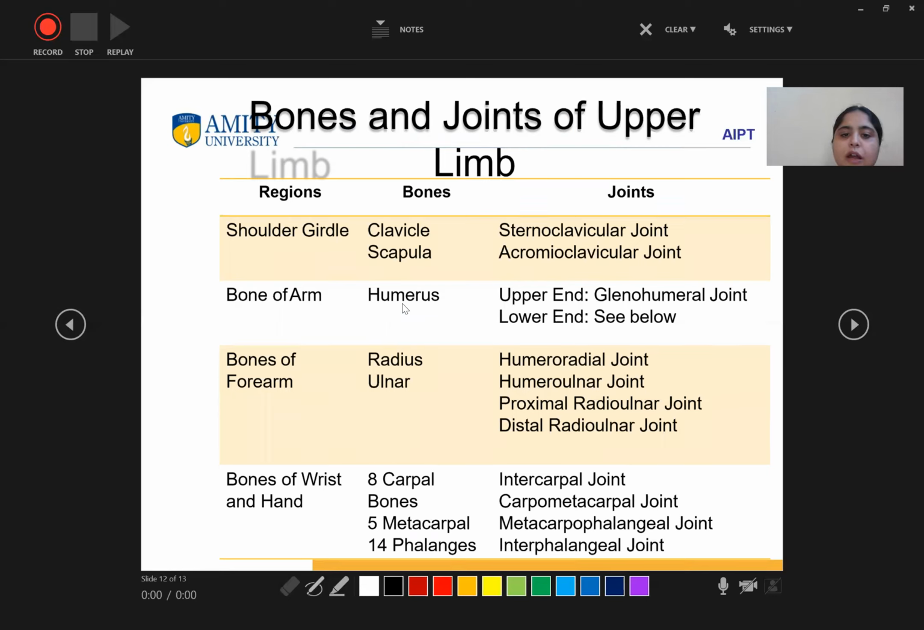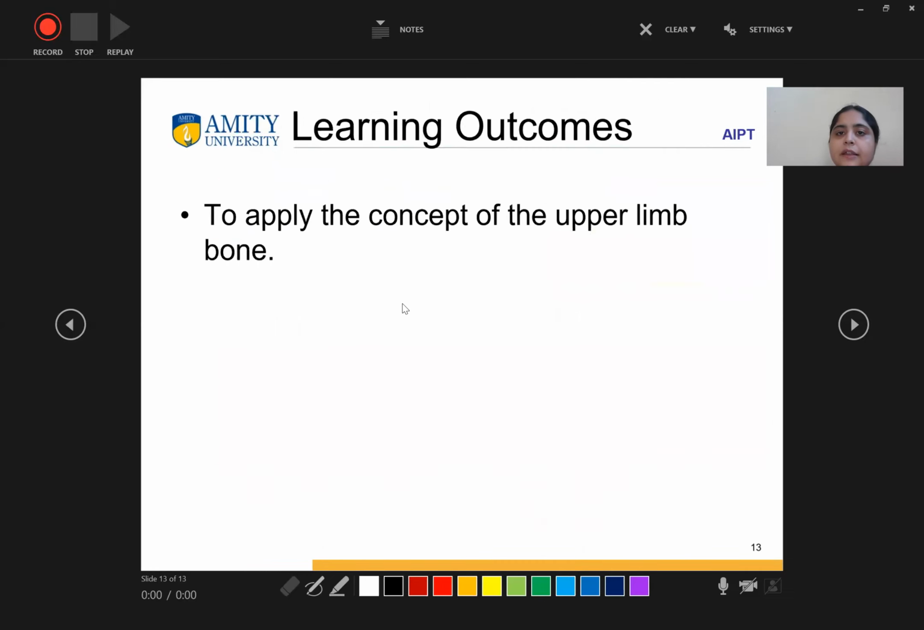In the bones of the forearm, there are radius and ulna. Joints are humeroradial, humeroulnar, proximal radioulnar, and distal radioulnar. In the bones of wrist and hand, there are 8 carpal bones, 5 metacarpals, and 14 phalanges. Joints are intercarpal, carpometacarpal, metacarpophalangeal, and interphalangeal joints. The learning outcome is to apply the concept of the upper limb bones and joints.